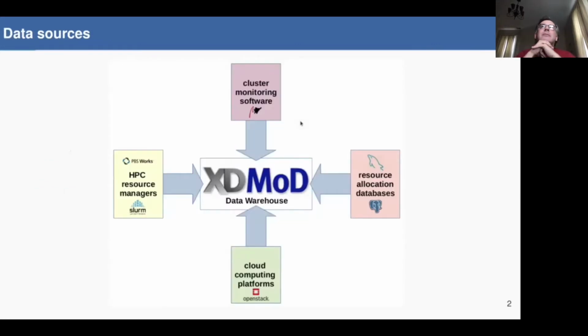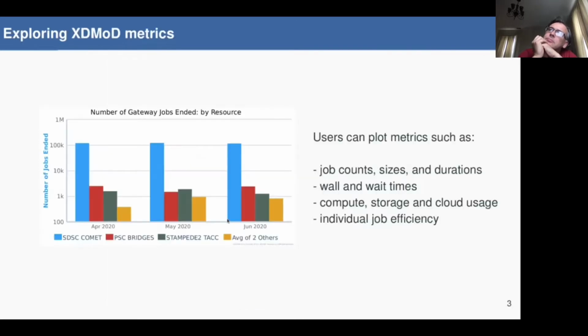XDMod gathers data from various sources. For instance, accounting information about HPC jobs from resource managers, and virtual machine provisioning data from cloud computing platforms. These are all collected and aggregated together in the XDMod data warehouse. And then, from there, users can plot the metrics on accounting and performance data for their computational jobs.